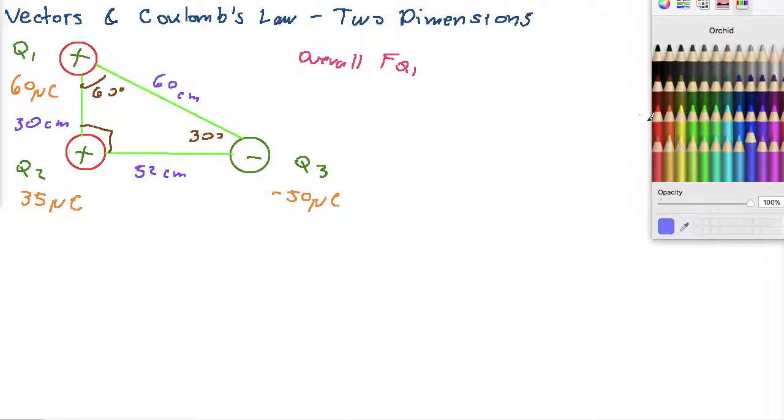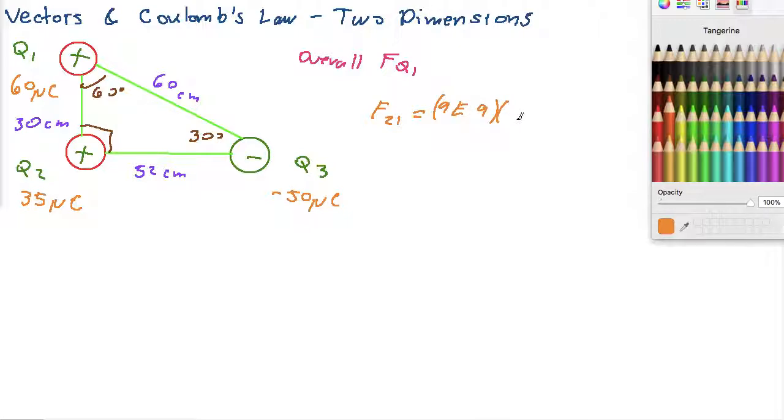So let's just say force 1, the force exerted by charge 2 onto 1, is going to be equal to, as we mentioned in the previous video, the formula K Q1 Q2 over R squared. In this video I'm just going to be plugging it in directly. So K is 9 e to the 9. I'm going to be skipping units, so if you have any questions about units, please refer to our previous video.